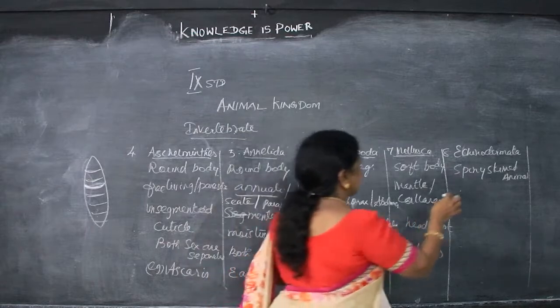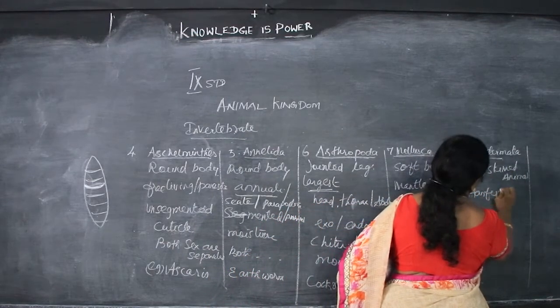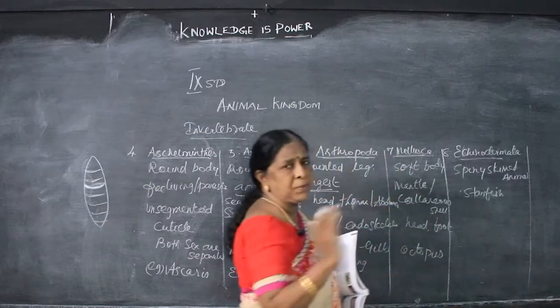So Echinodermata example is starfish. Starfish, you can see dorsal view and ventral view.